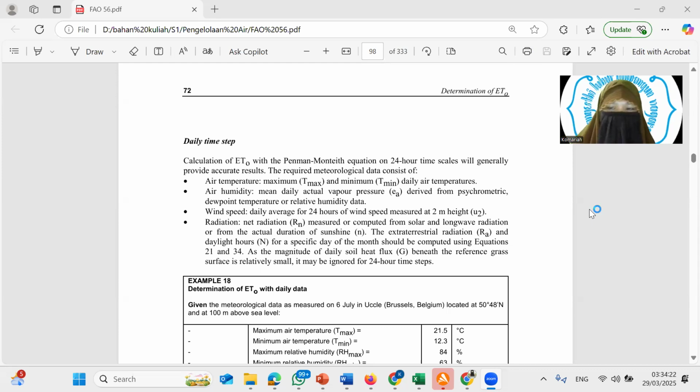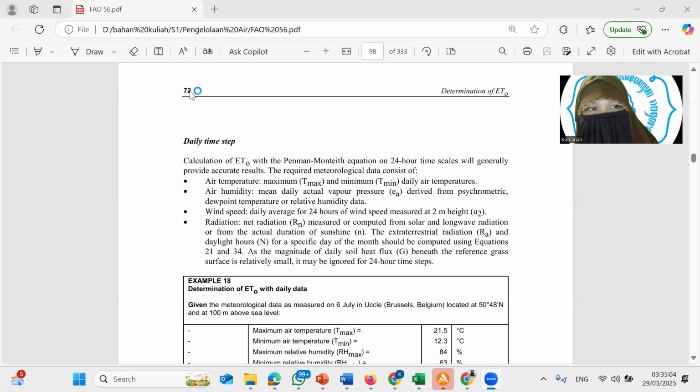So I will start to deliver the lecture about determining evapotranspiration potential or reference evapotranspiration. As you can see, this is from the FAO handbook number 56. This is the procedure to calculate the reference evapotranspiration daily, okay, daily data.